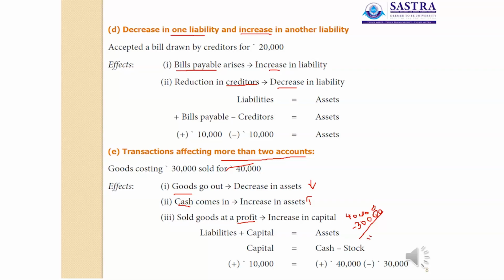So profit will be increased. If profit increases, automatically the value of capital is also increased. So 10,000 increases the value of capital. What is the equation here? Liabilities plus capital is equal to assets. Here the profit will be increased, so profit plus 10,000. Cash comes into the business, so the asset increases, plus 40,000. Stock value decreases, minus 30,000. So the accounting equation is 10,000 equal to 10,000. Okay, is it clear?